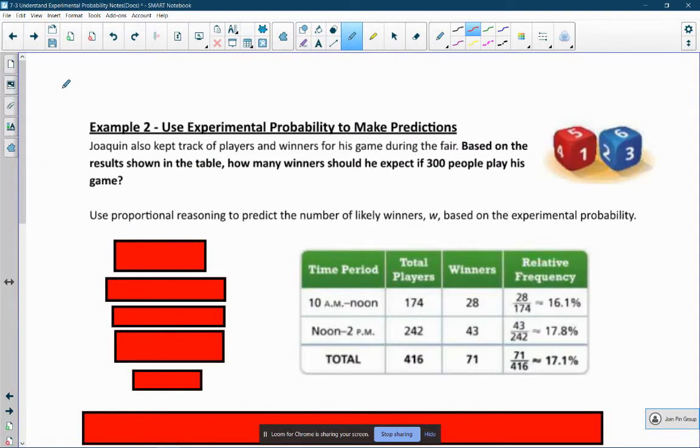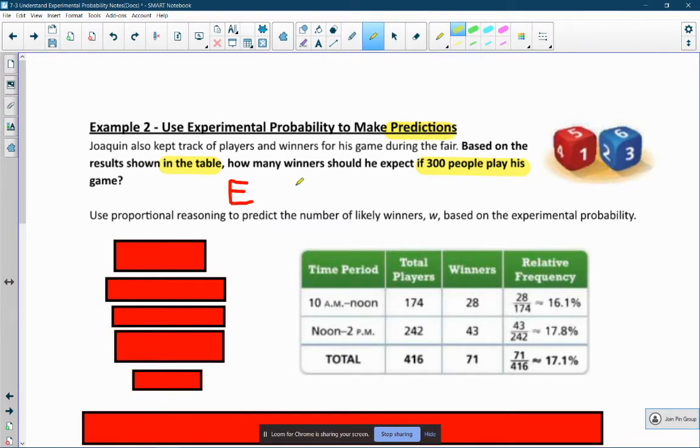Okay, example 2. Use experimental probability to make predictions. It says Joaquin also kept track of players and winners for his game during the fair. Based on the results shown in the table, how many winners should he expect if 300 people play his game? So what we're going to do is use the data in the table to see how many people should win if 300 people play. So we're going to use the experimental probability to make a prediction.